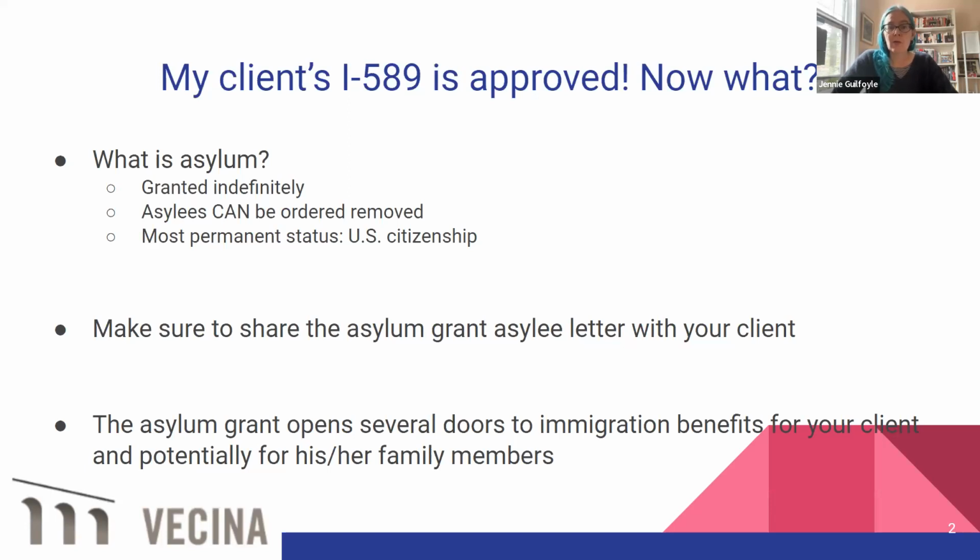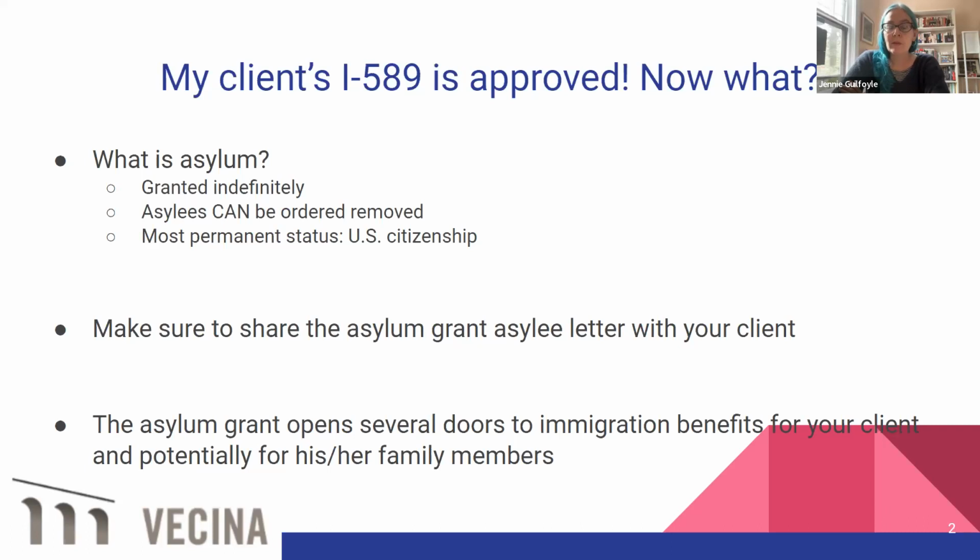So we're going to be talking about first, I'll just talk a little bit about what asylum is, what it is and what it isn't. And then we're going to be talking about some of the next steps and some of the things that are available. So asylum is granted indefinitely. So there's no end date on an asylum grant. So if your client has been granted asylum, they have been granted asylum for an indefinite period of time. But that's not to say it can never be ended. It can. Asylees actually can be ordered removed from the US. Usually that's because they were convicted of any number of different crimes in the US. That's usually going to be the reason.